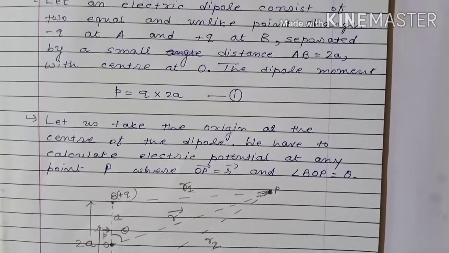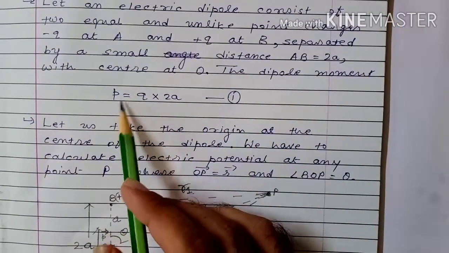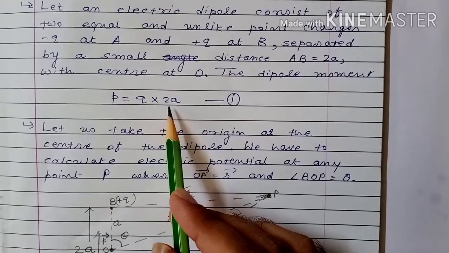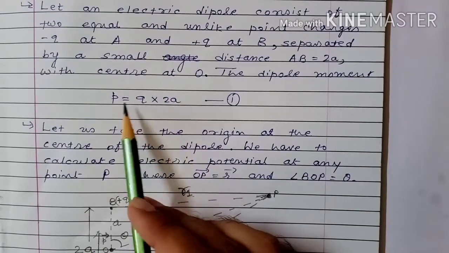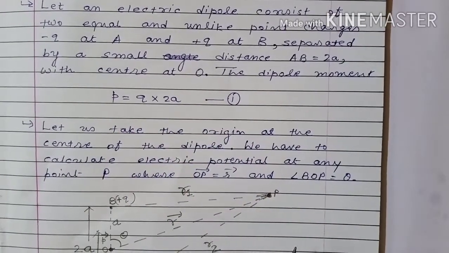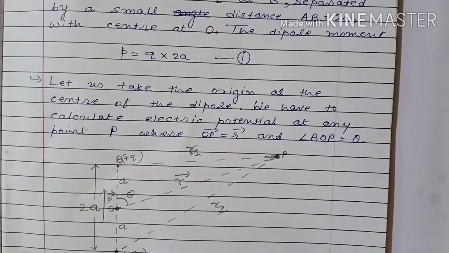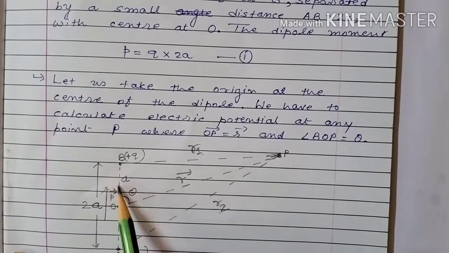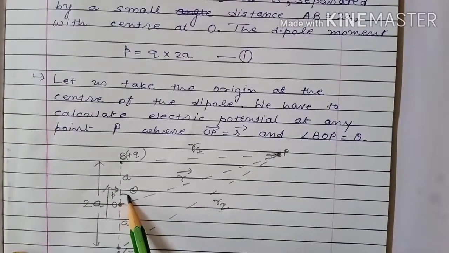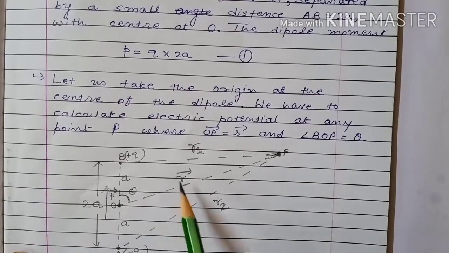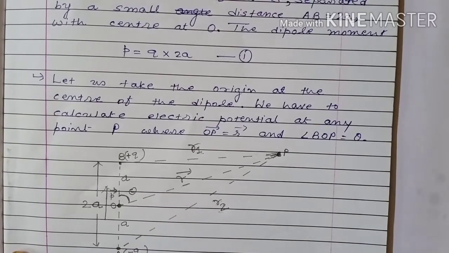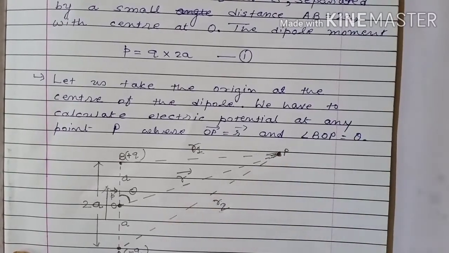The dipole moment is given by the formula: magnitude of charge times the distance between the two equal and opposite charges, that is 2a. So P is equal to q into 2a, equation number 1. Here angle BOP is theta. Here only r is known to us. So we have to find electrostatic potential at point P in terms of r.